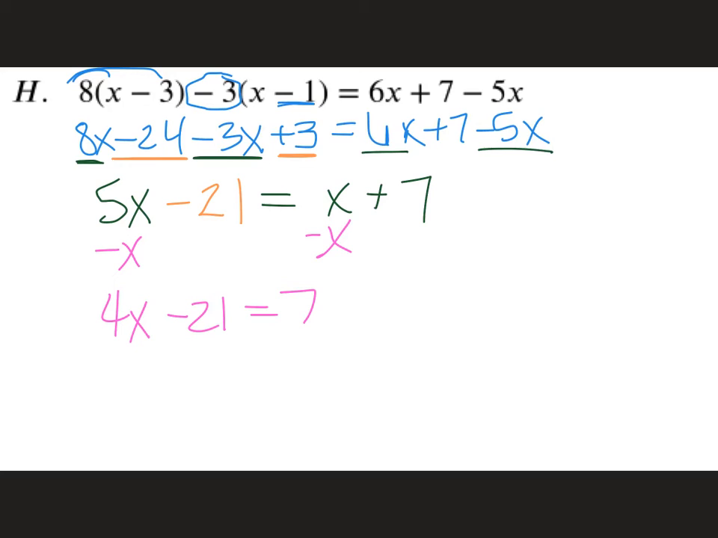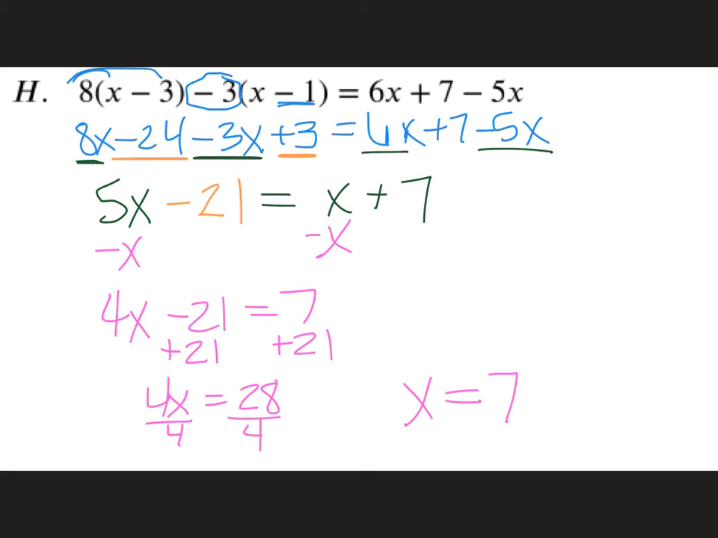Now I can eliminate the constant that's with the variable, and that's the 21. So I will add 21 to make that 0, and add 21 to both sides of equal. So that would be 4x equals 28, and then divide by 4 to make it just 1x. So x, or 1x, is equal to 7, would be the value that makes this one true.